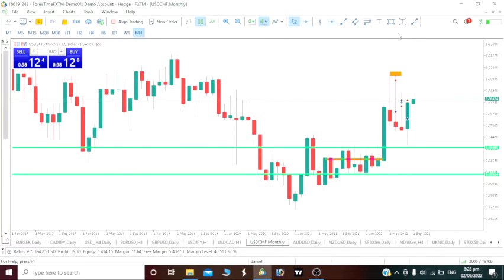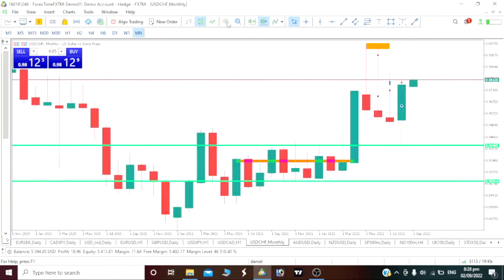Monthly time frame. This is our USD Swiss franc monthly time frame. Let's start from here. A huge impulse movement upward, right? This was a huge impulse movement. Now we are actually on a correction movement downward. This is a correction downward on our impulse USD Swiss franc.